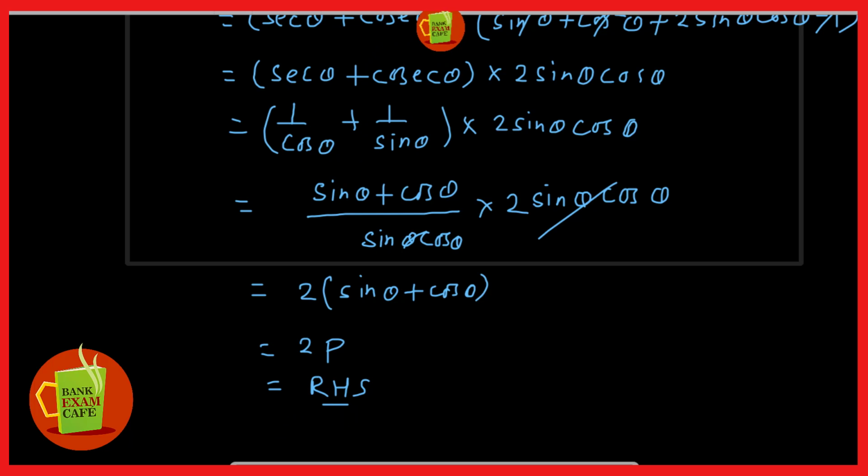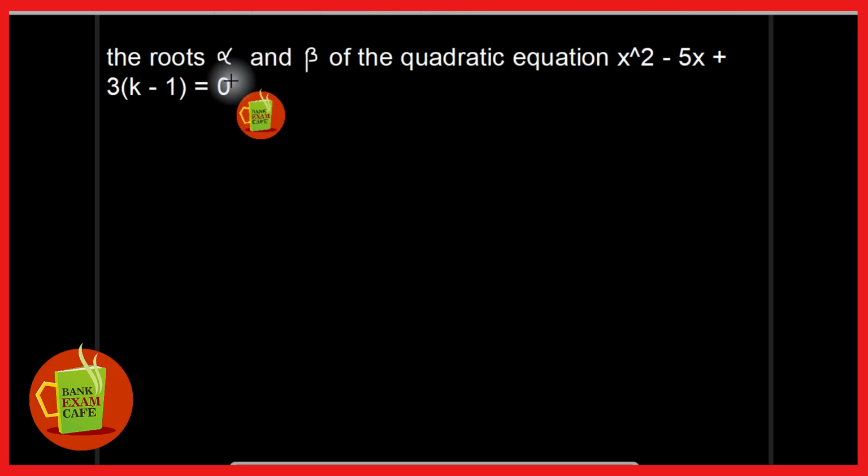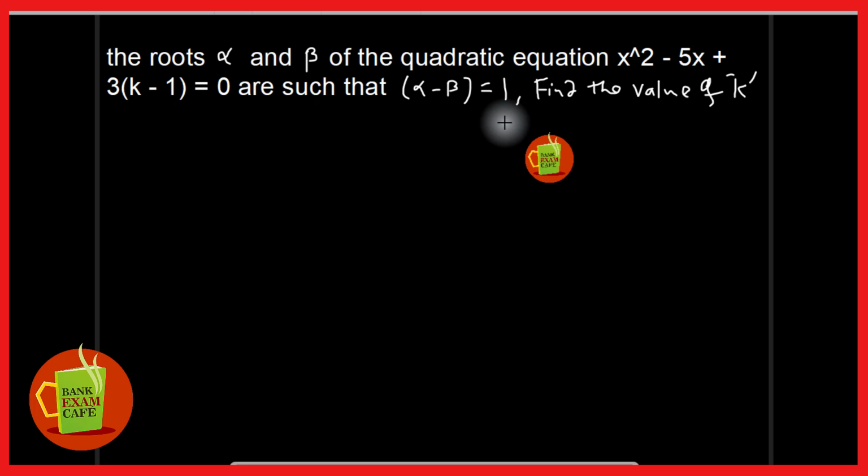Now let us move to the next question. The roots alpha and beta of the quadratic equation x square minus 5x plus 3 into bracket k minus 1 is equal to 0. Friends, here the question is incomplete. Let me complete it. Now friends, here is the complete question: if alpha and beta are the roots of the quadratic equation x square minus 5x plus 3 into bracket k minus 1 close the bracket is equal to 0, such that alpha minus beta is equal to 1, find the value of k.